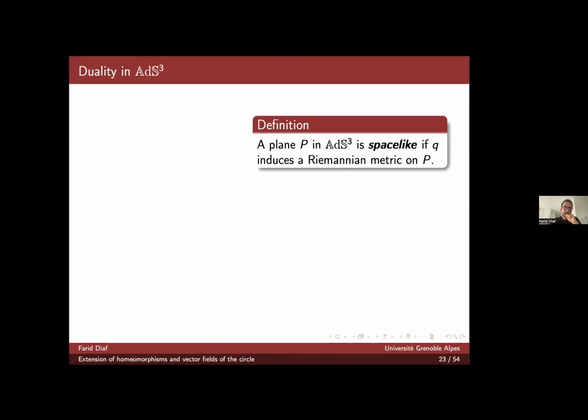The second ingredient that I need in order to explain the idea of Mess is the notion of duality in the anti-de Sitter space. So, definition: what is a space-like plane? A space-like plane is a plane such that the restriction of Q to P is a Riemannian metric. Namely, Q has signature (2,1). If you restrict this Q on the tangent plane of P, you get signature (2,0). So this is positive definite.